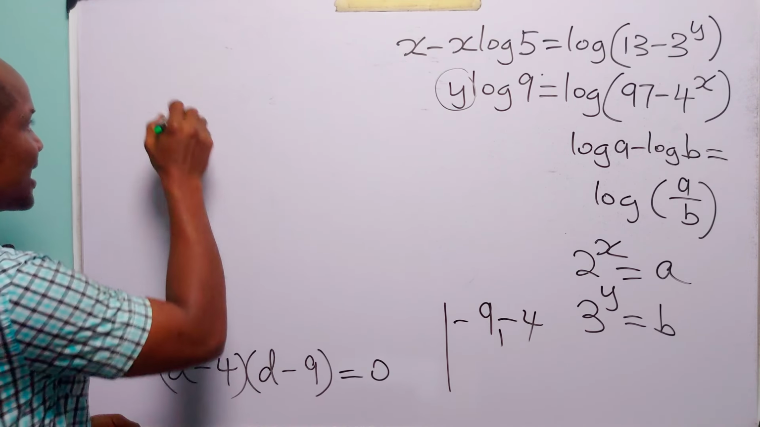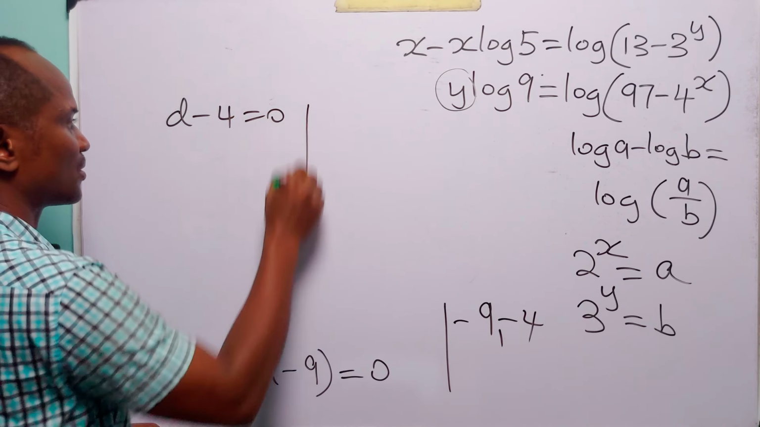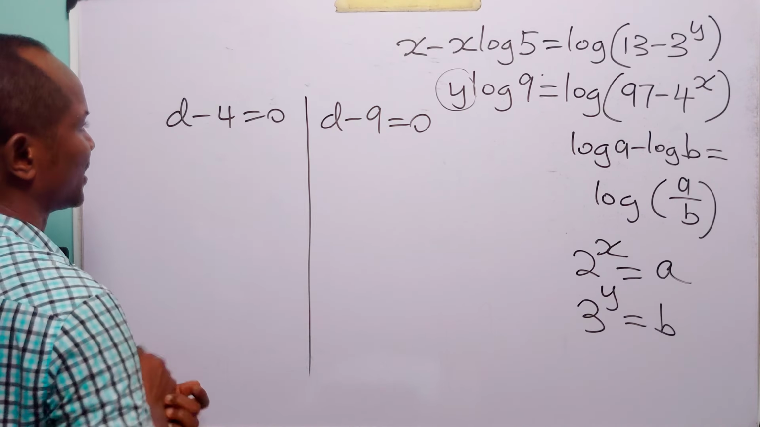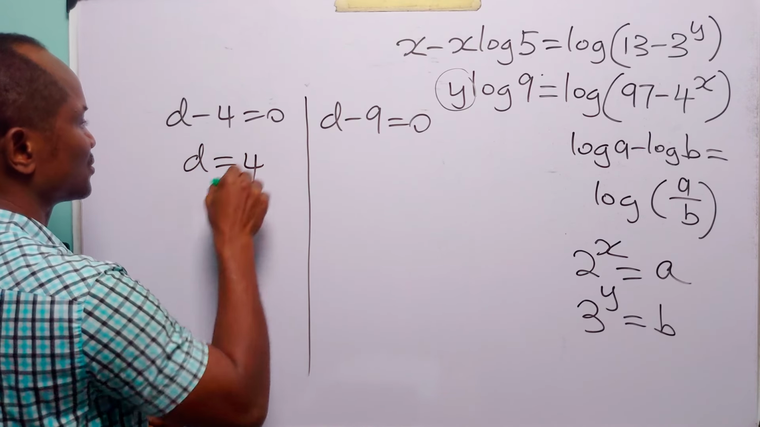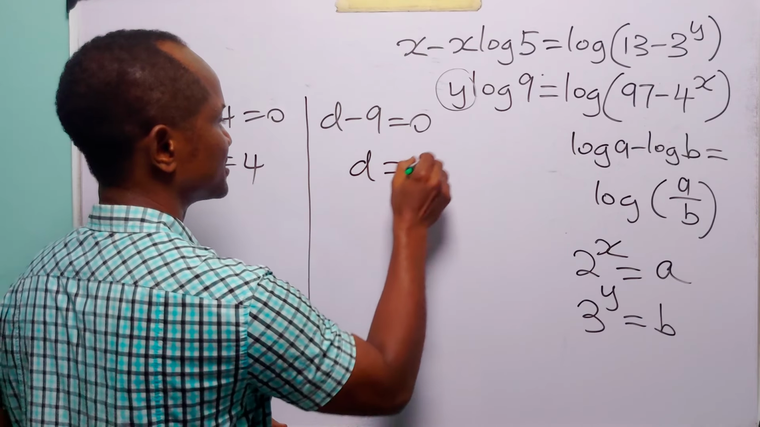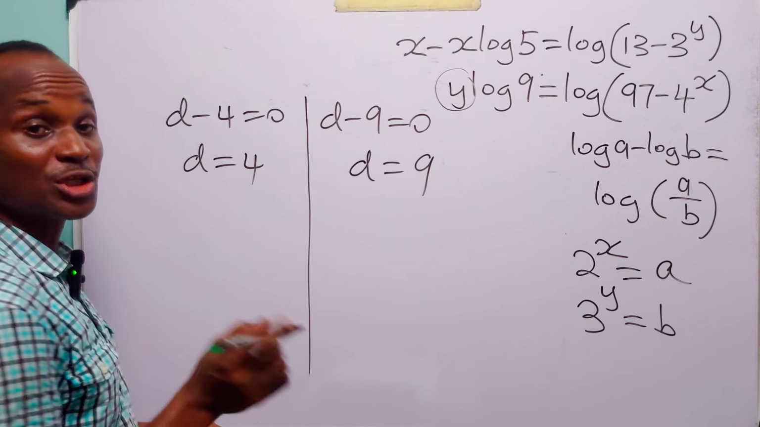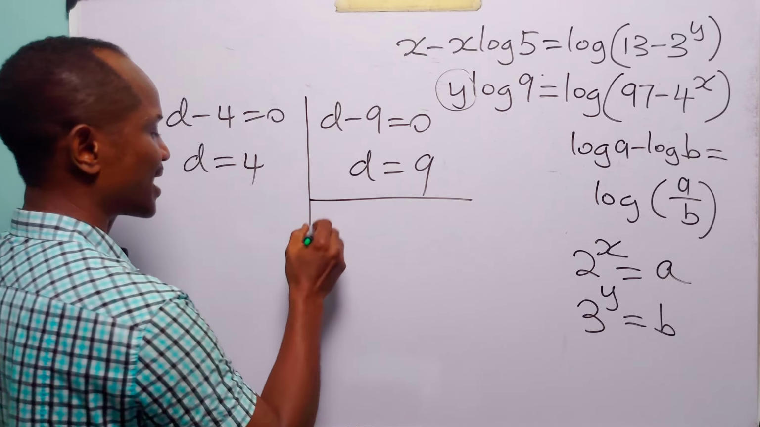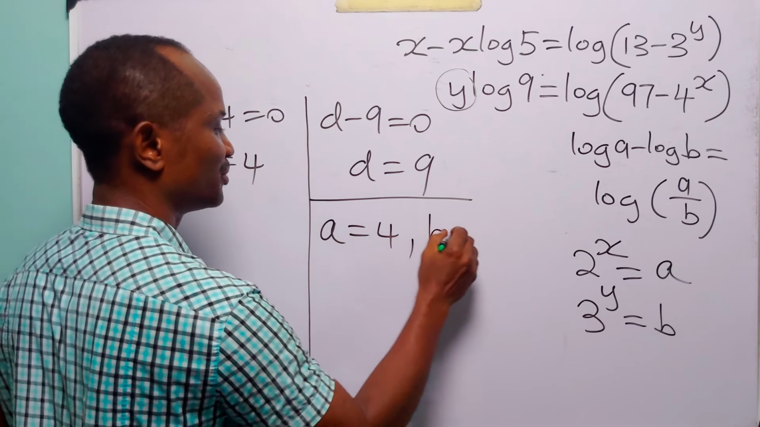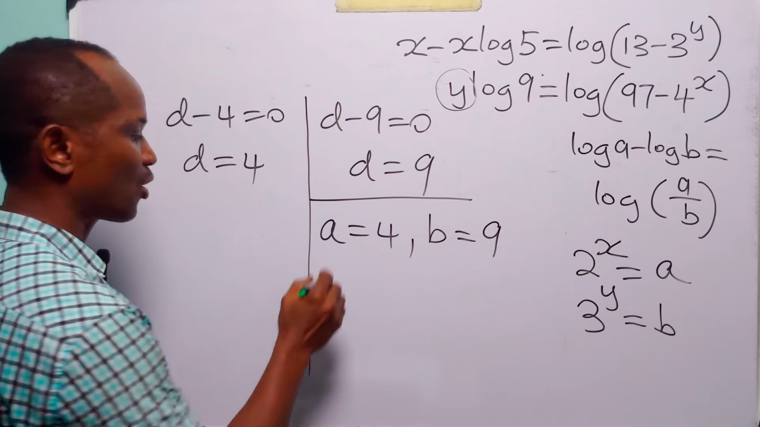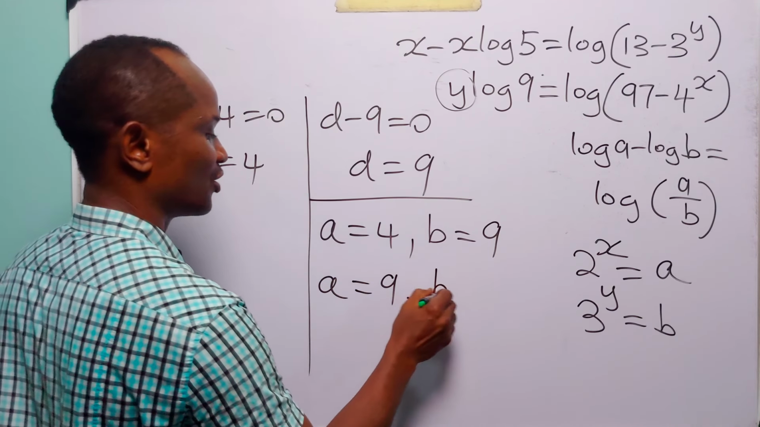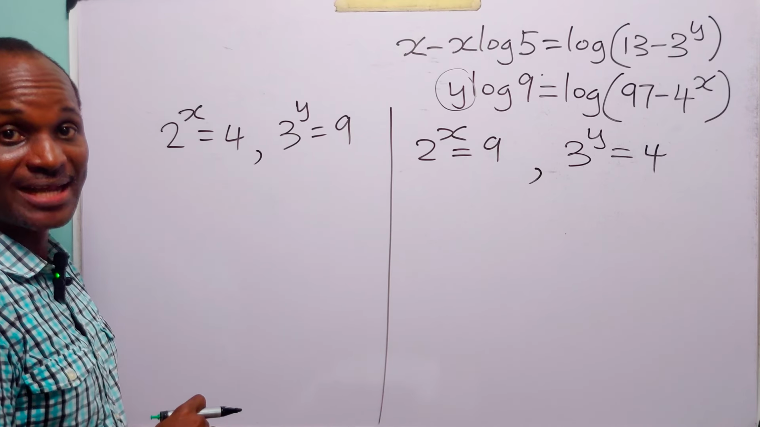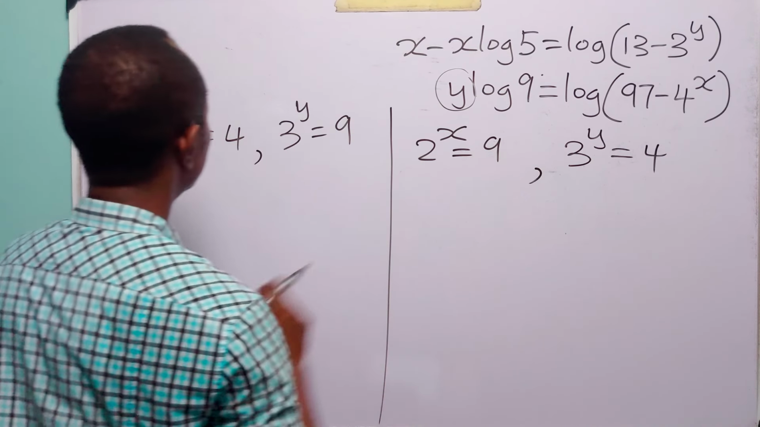And of course, from here we have that either d minus 4 is equal to 0 or d minus 9 is equal to 0. And from here we have that d is equal to 4, while from here we have that d is equal to 9. So the two roots of this equation are 4 and 9. Now this simply means that when a is equal to 4, b is equal to 9. And when a is equal to 9, b is equal to 4. So finally, to find the values of x and y, we solve these four equations.